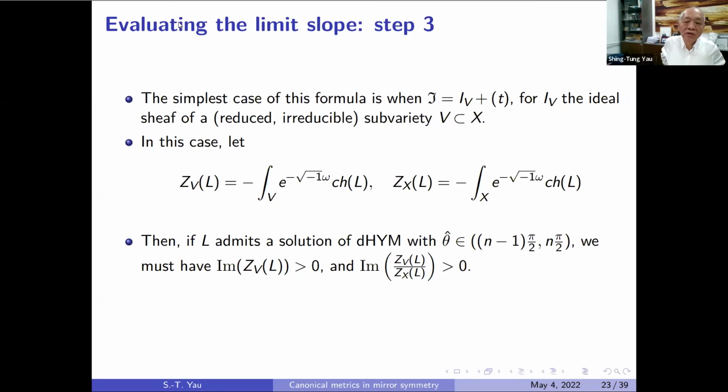So this produces a necessary condition for the existence of the deformed Hermitian-Yang-Mills condition. Now, in particular, if the imaginary part of the central charge is less than or equal to 0, then the solution set is actually empty. So therefore, there's no deformed Hermitian-Yang-Mills solution at all.